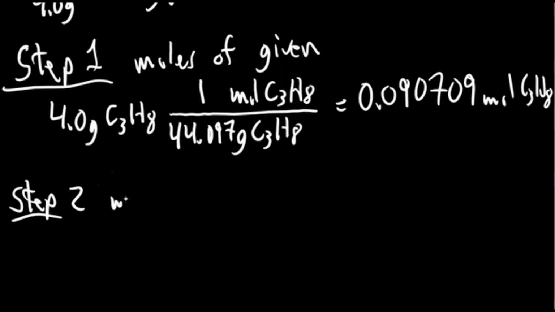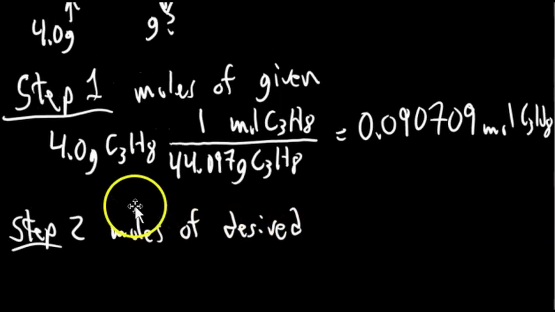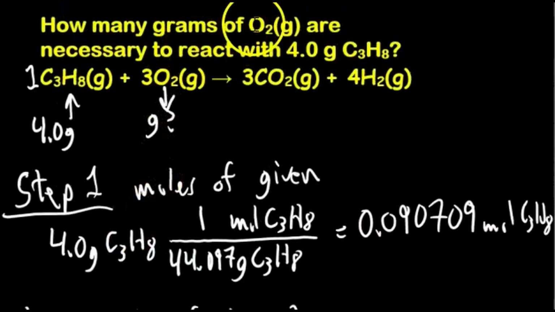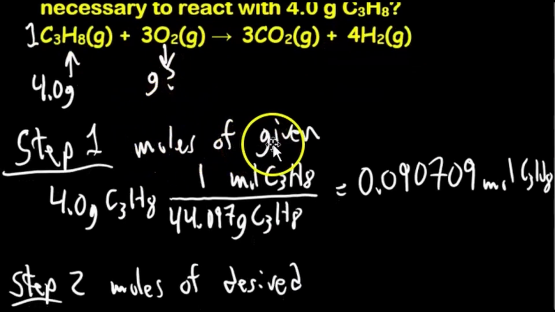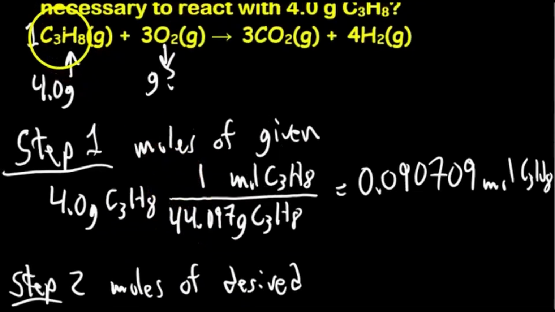So step 2 is to calculate moles of your desired. The desired is the compound that you want to know about. In this case, it's oxygen. Oxygen is our desired. We want to know how many grams are in oxygen. Now that we know how many moles of our given there are, we calculate the moles of the desired. We're just going from moles of C3H8 to moles of oxygen. And we know that 1 mole of C3H8 reacts with 3 moles of oxygen.